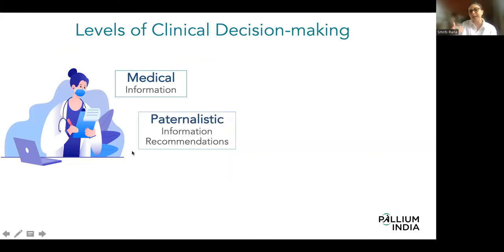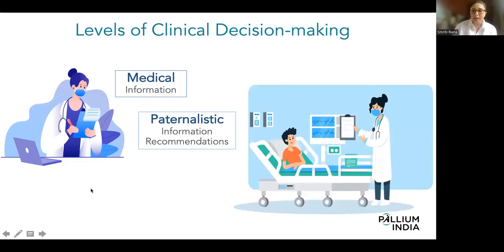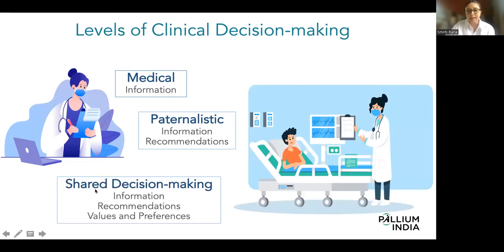Paternalistic is when I give information along with recommendations, like this is what you have, this is what you need to do. Out of all these things, this is what I recommend, because in my experience, this is what has worked. And finally is shared decision making, which is, this is the information, here are my recommendations. What is it that you value? What are your preferences? What can you afford? Are you okay with these interventions?